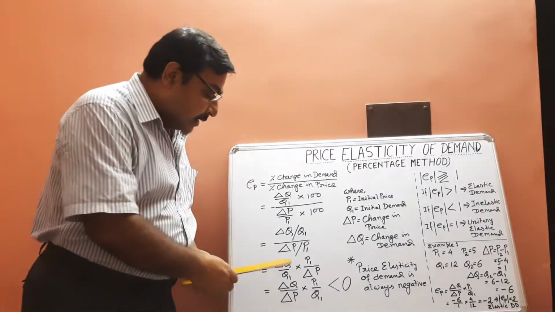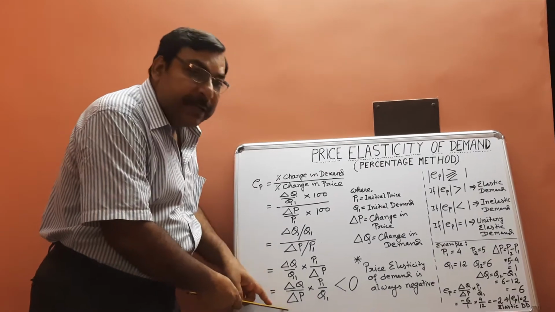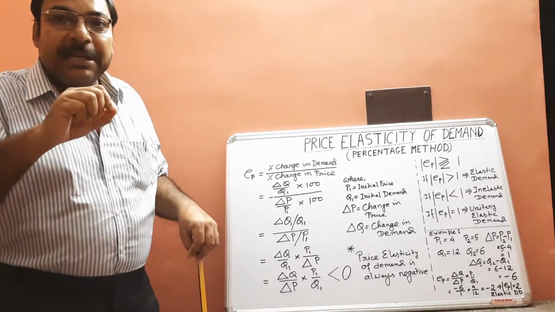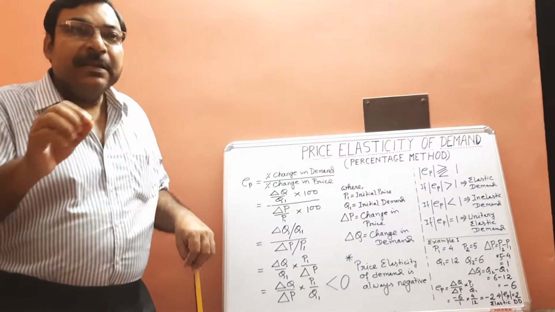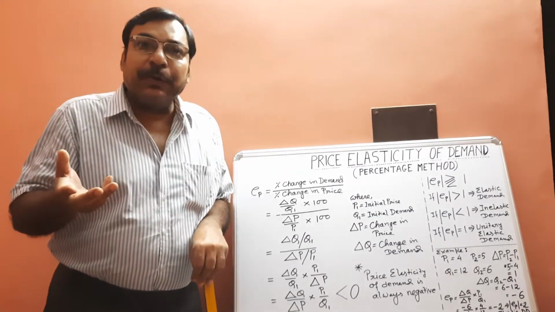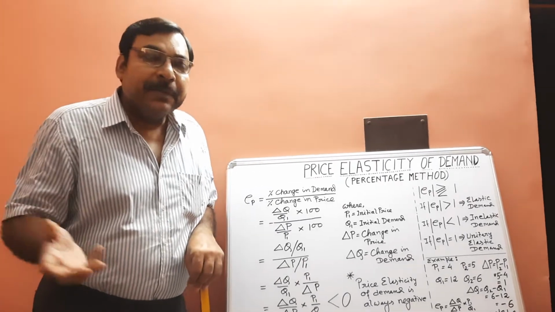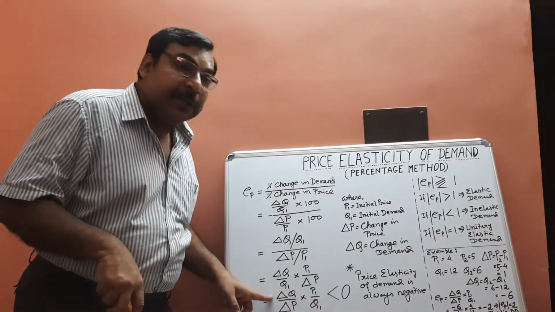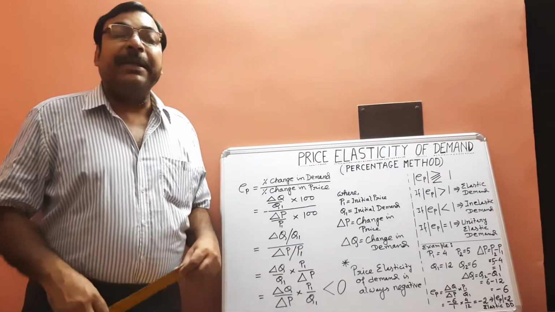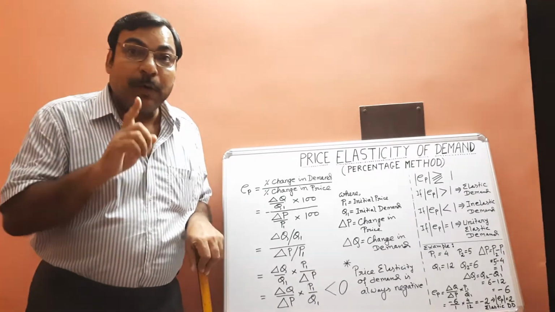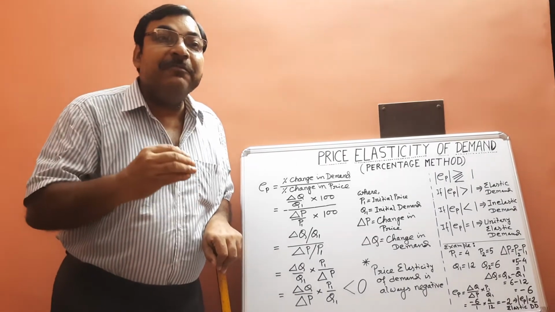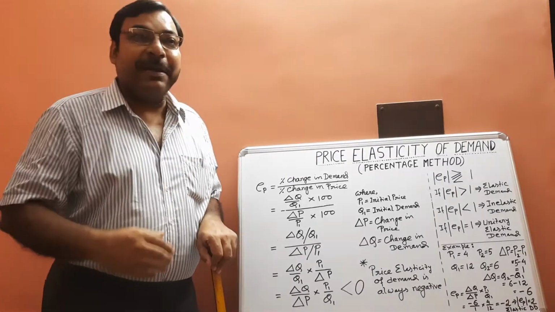cannot be negative. Here is the ratio of delta Q and delta P, change in demand and change in price. Change may be negative. When you take the difference between two terms, initial price and final price, it may be positive, it may be zero, it may be negative. All possibilities are there. But here both of them will not be negative. Either delta Q will be negative or delta P will be negative, not both. Why will any one of them be negative? Because of the inverse relation between price and demand.